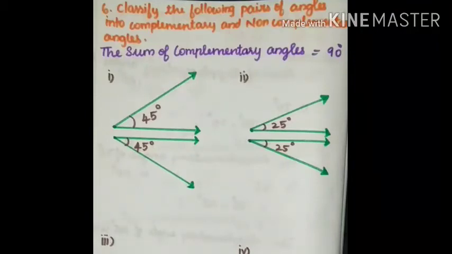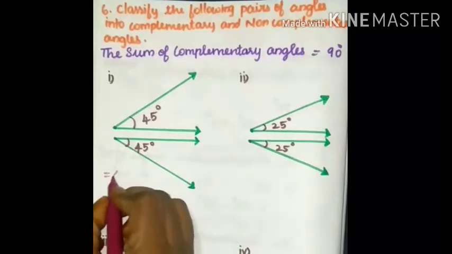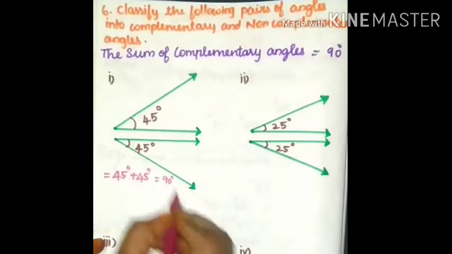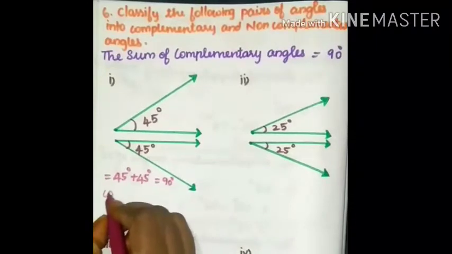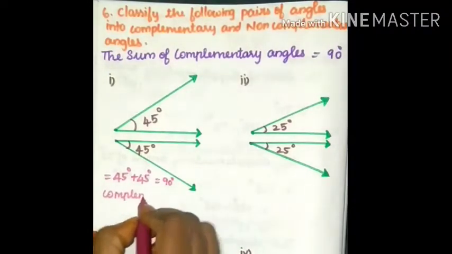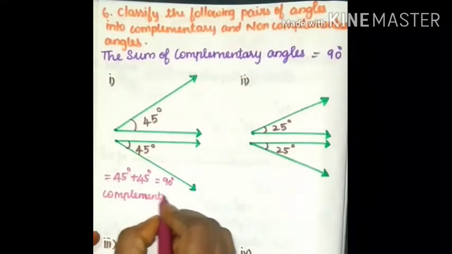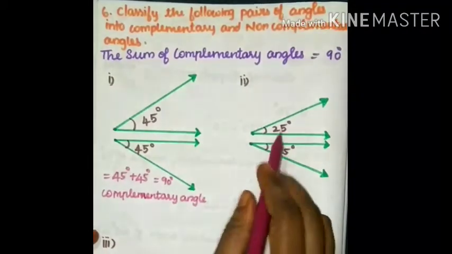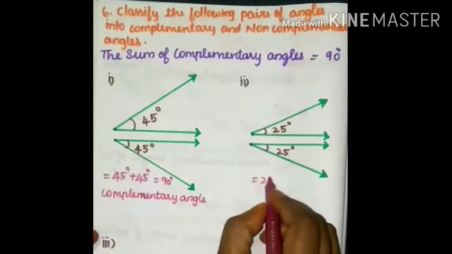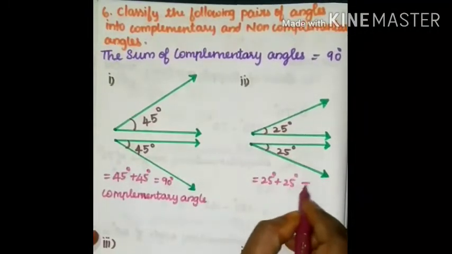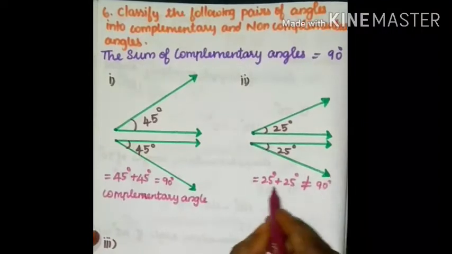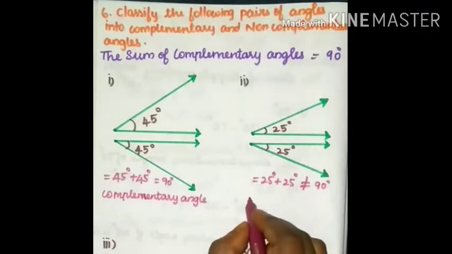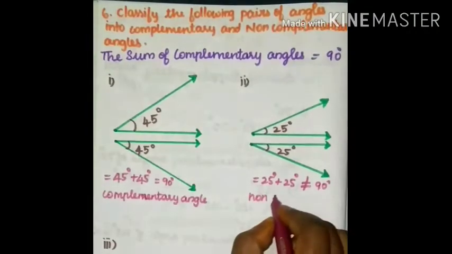First let's check 45 degrees plus 45 degrees is 90 degrees. So the first one is a complementary angle. Let's check the second one. 25 degrees plus 25 degrees is not equal to 90 degrees. 25 plus 25 is 50 only. So the second one is a non-complementary angle.